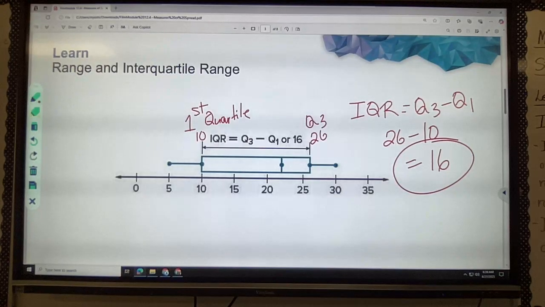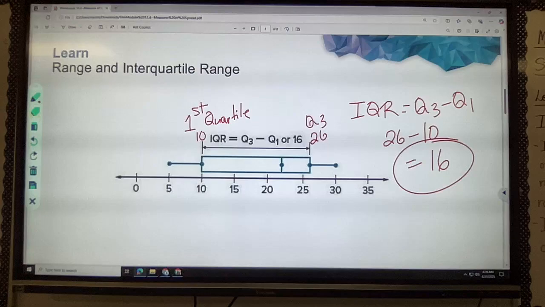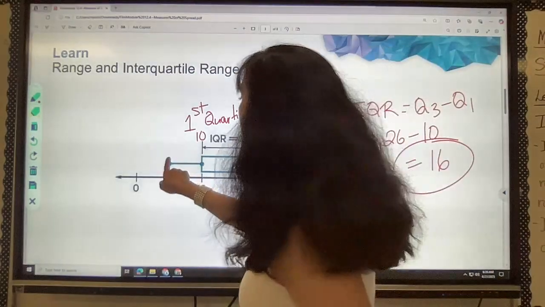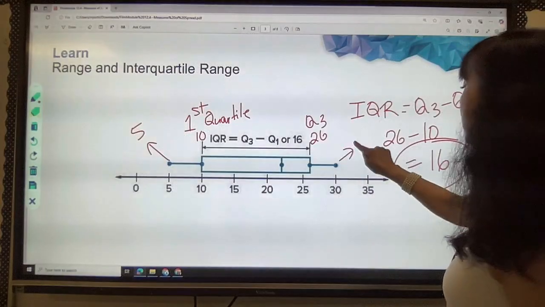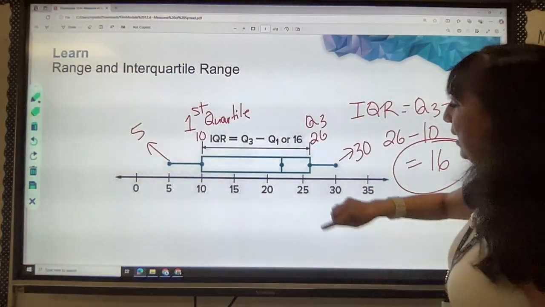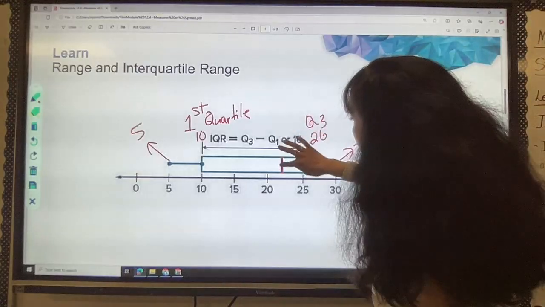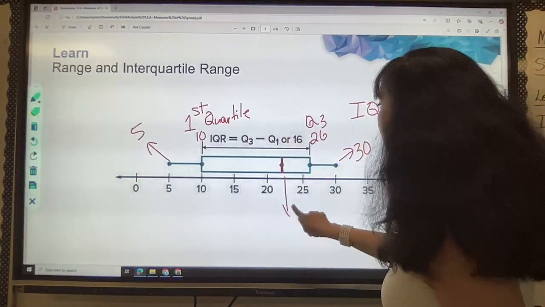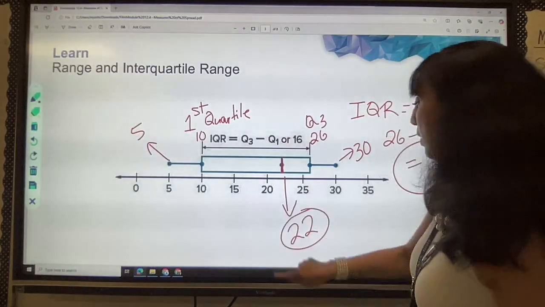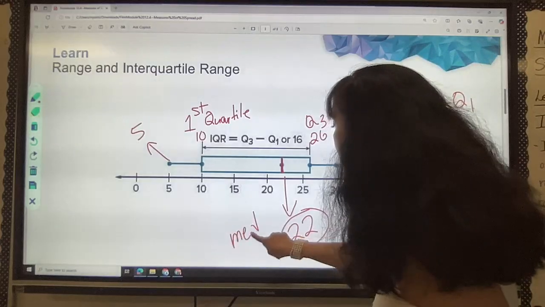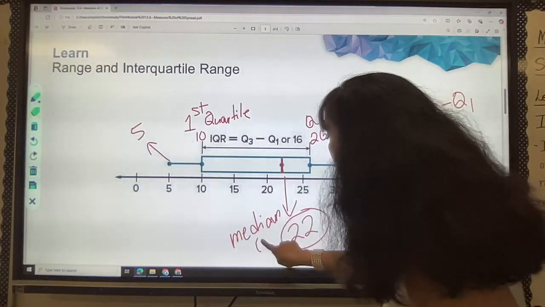The whiskers of the box plot are drawn from Q1 to the minimum number, and you can see that the minimum number here is 5. The largest number is 30, and I can see that this is my median here, and my median is 22. This is my median, also called Q2.